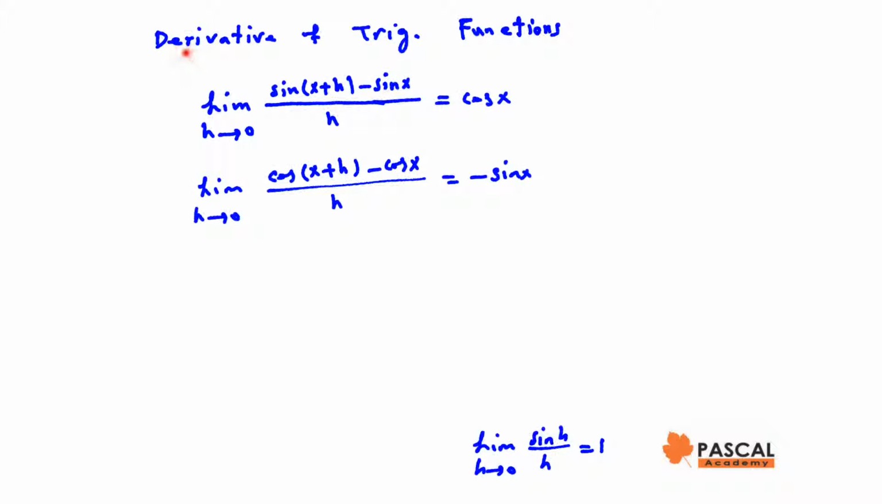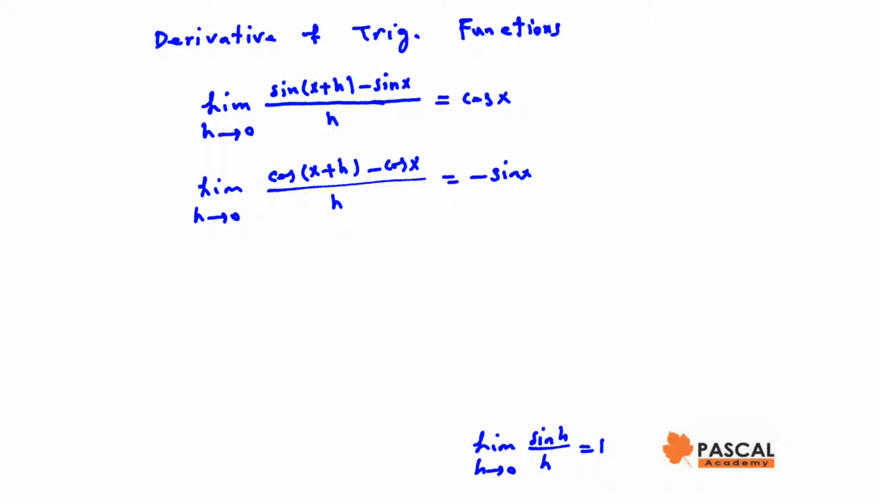In this lesson, we are working on derivative of trigonometric functions using the fact that limit of sine of h over h as h approaches 0 is 1. We can prove limit of sine of x plus h minus sine of x over h as h approaches 0 is cosine of x, and limit of cosine of x plus h minus cosine of x over h as h approaches 0 is negative sine of x.